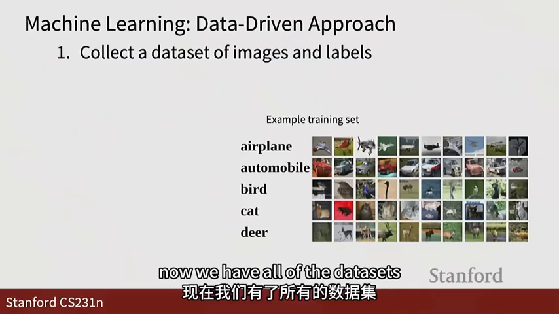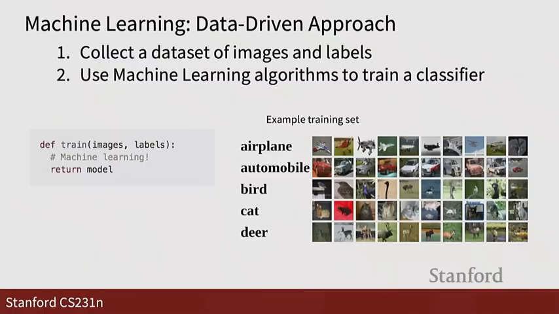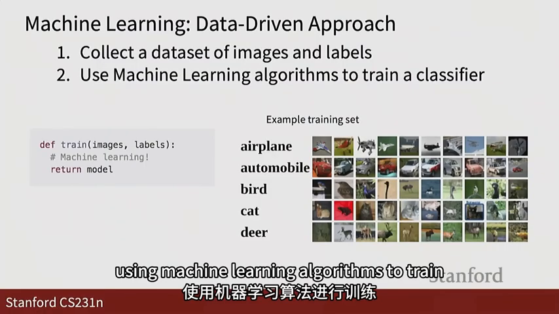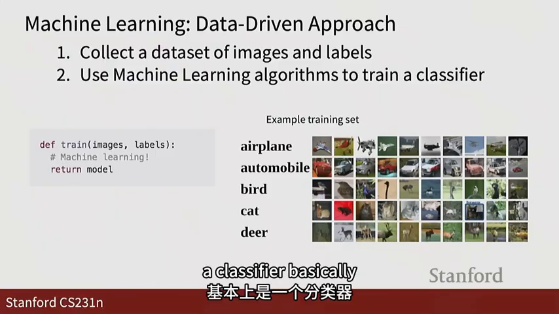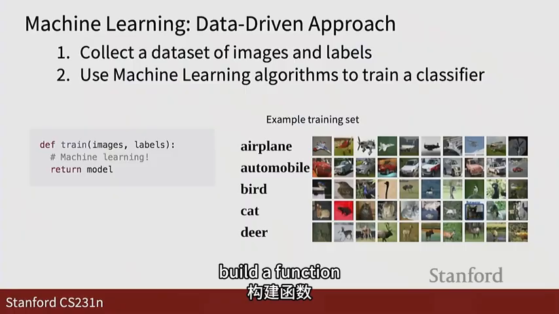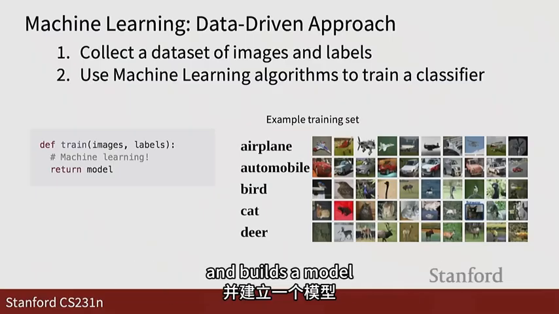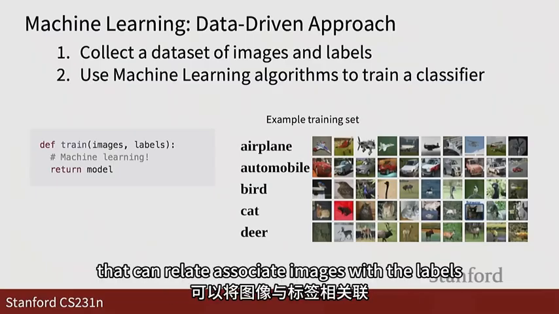Now we have all of the data sets. And then the second step is using machine learning algorithms to train a classifier. Basically, build a function, train, that takes the images in the training data and their associated labels and builds a model that can associate images with the labels.